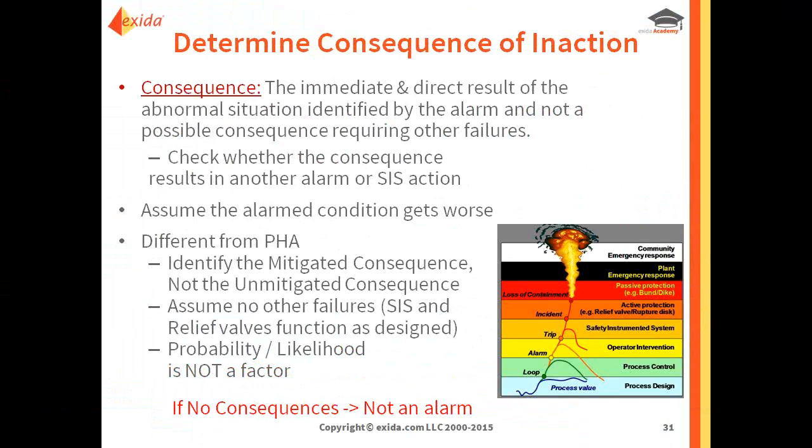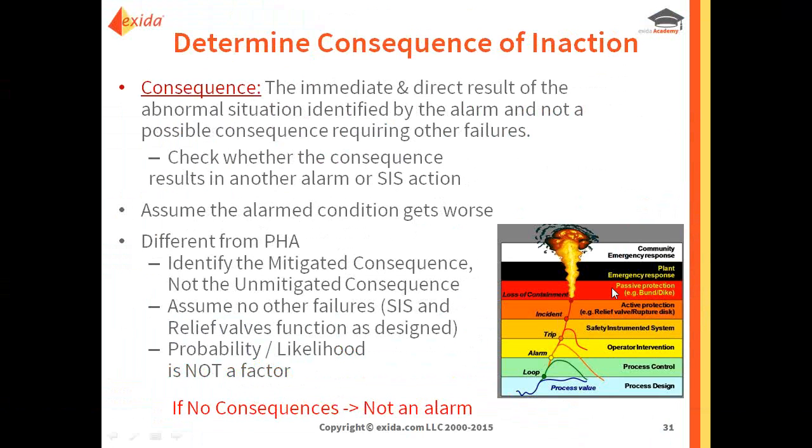Next, we need to talk about documenting the consequence of inaction, and this can be kind of tricky and can be kind of confusing at times. What we're after here is the direct consequence that the operator, by their action, can prevent from occurring. So what is it that the operator is going to stop?